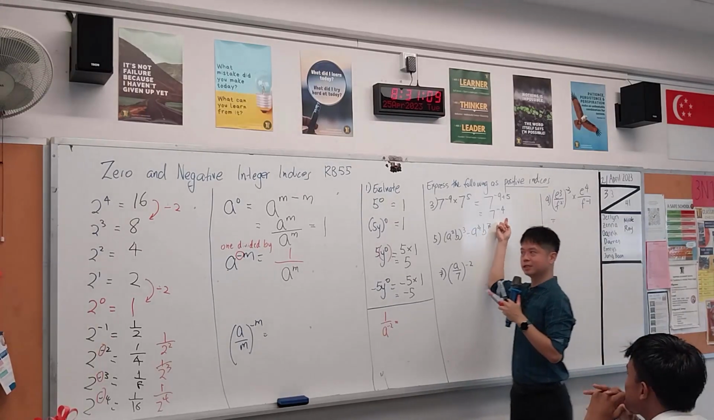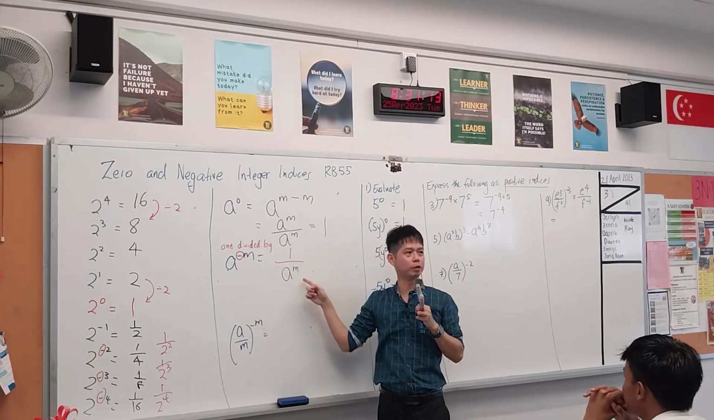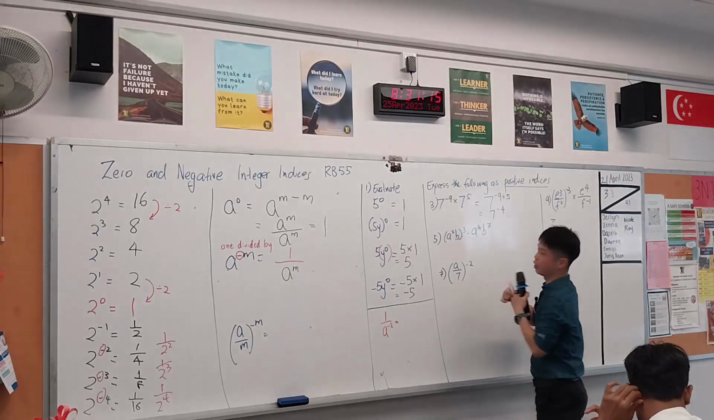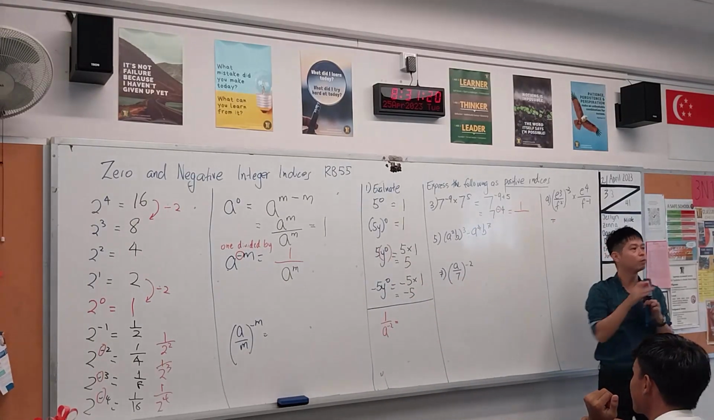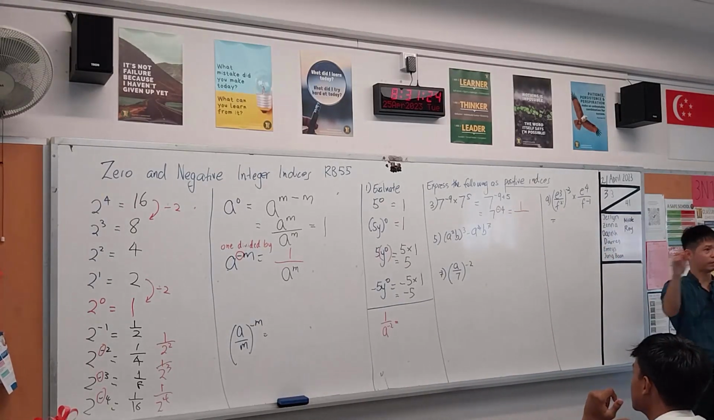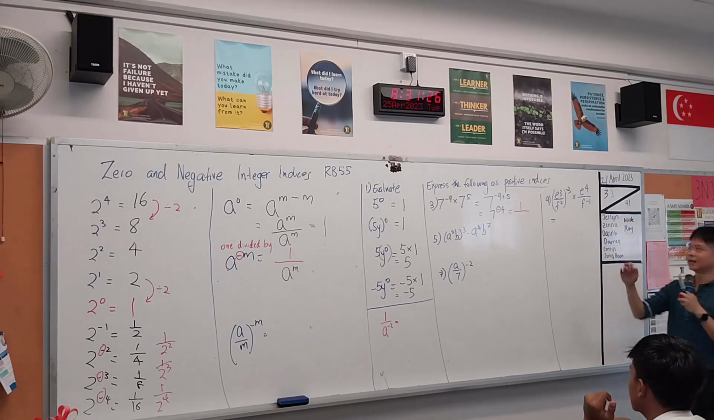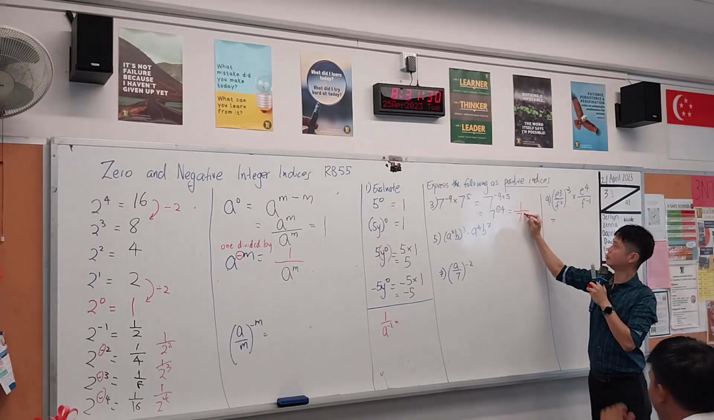So look at this and look at this. How do we change it to a positive power? We change the minus to what? 1 over what? You do this, you circle the negative power, change it to 1 divided by the rest of the black color part, which is 7 power 4. Okay?